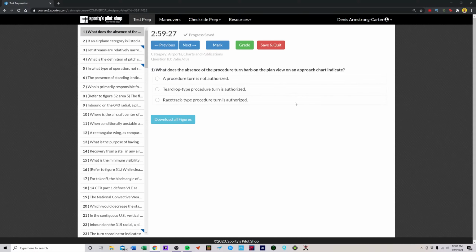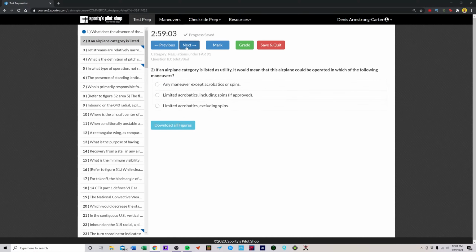What does the absence of a procedure turn bar on the plan view approach indicate? Let's see. So we have a racetrack type procedure turn is authorized. That's not it, because there's no such thing as a racetrack turn. Teardrop type procedure turn is authorized. A procedure turn is not authorized. So being an instrument pilot, it's that a procedure turn is not authorized. There are 100 questions on this test, so we'll try to get through as many as we can. We'll see what we get.